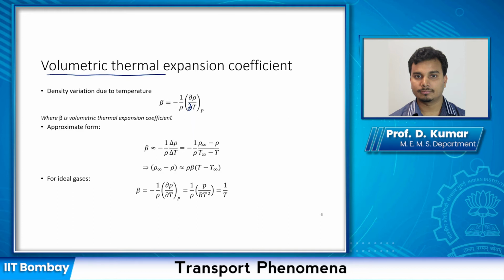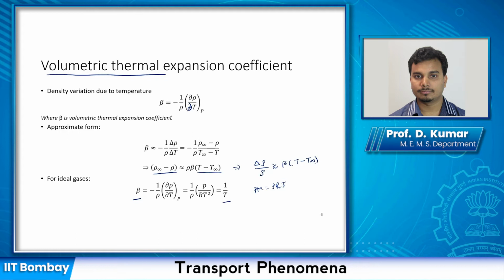Okay, and where delta rho is defined with respect to bulk density, so rho infinity minus rho by T infinity minus T. So from this, if you rearrange, you can write rho infinity minus rho is approximately equal to rho beta (T minus T infinity). So what you can see is from here you can also write delta rho by rho, and we will see why this is again important, beta (T minus T infinity). Okay, if you do the same thing for ideal gas, you can go through the steps. Beta is essentially 1 by T, because you know that P equals rho RT.